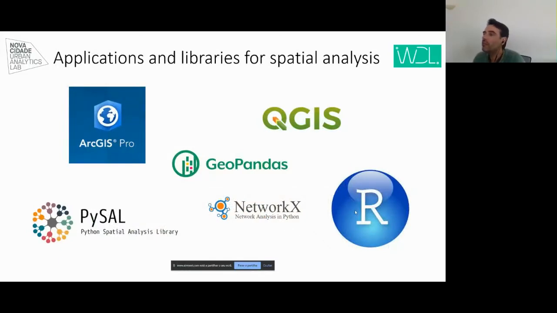Some examples of applications and libraries for spatial analysis. You have ArcGIS Pro, that is a commercial software. You have QGIS, that is an open source software. For Python, you have GeoPandas. You have PySAL, that is a spatial analysis library. NetworkX, that is a library for network analysis in Python. And you also can use R for this type of spatial analysis.